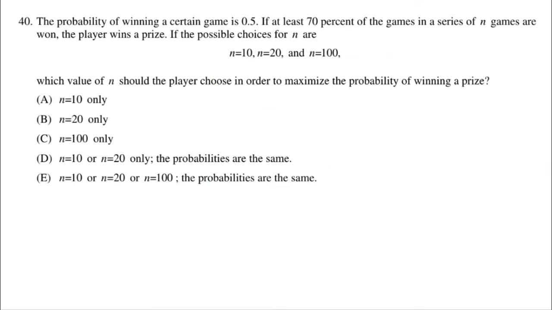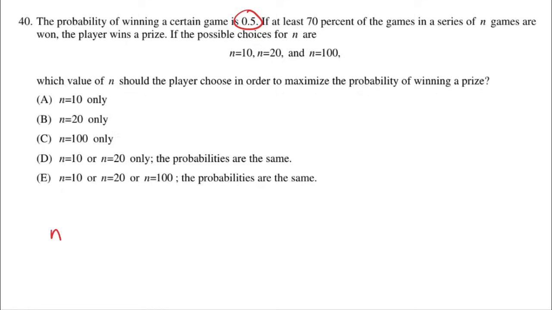All right, and this question says the probability of winning a certain game is 0.5 or 50%. If at least 70% of the games in a series of n games are won, the player wins a prize. So let me explain what that means real quick. If you play n games, the only way you could win the prize is if of those n games, you win 70% of them. Now you might be like, well, I'm only supposed to win 50%. Yes, that's why to win, you have to do something special. And that something special would be winning 70% of the games over a course of n games.